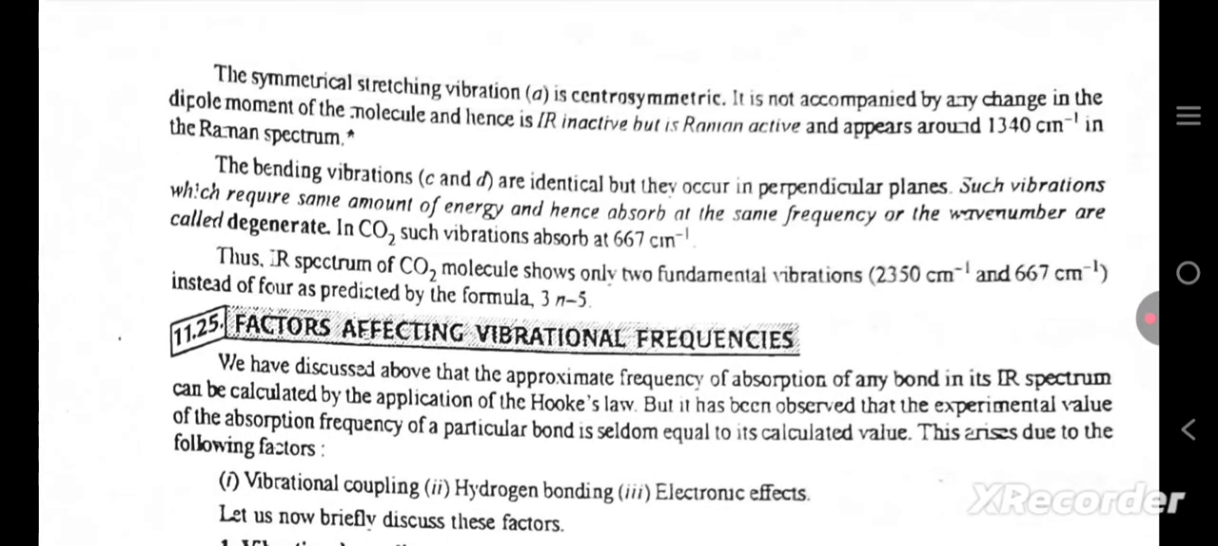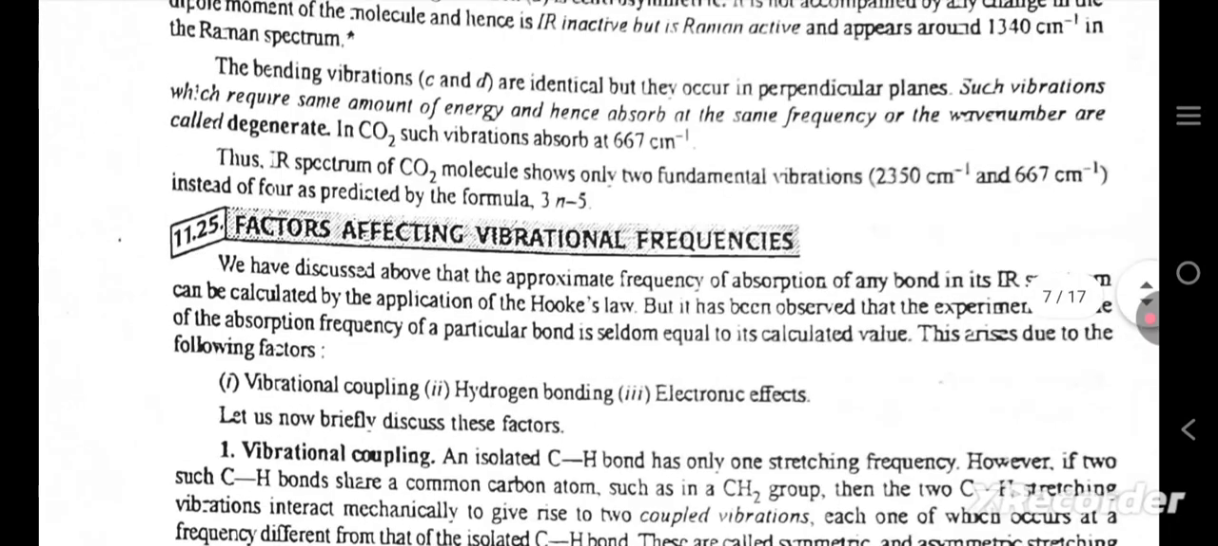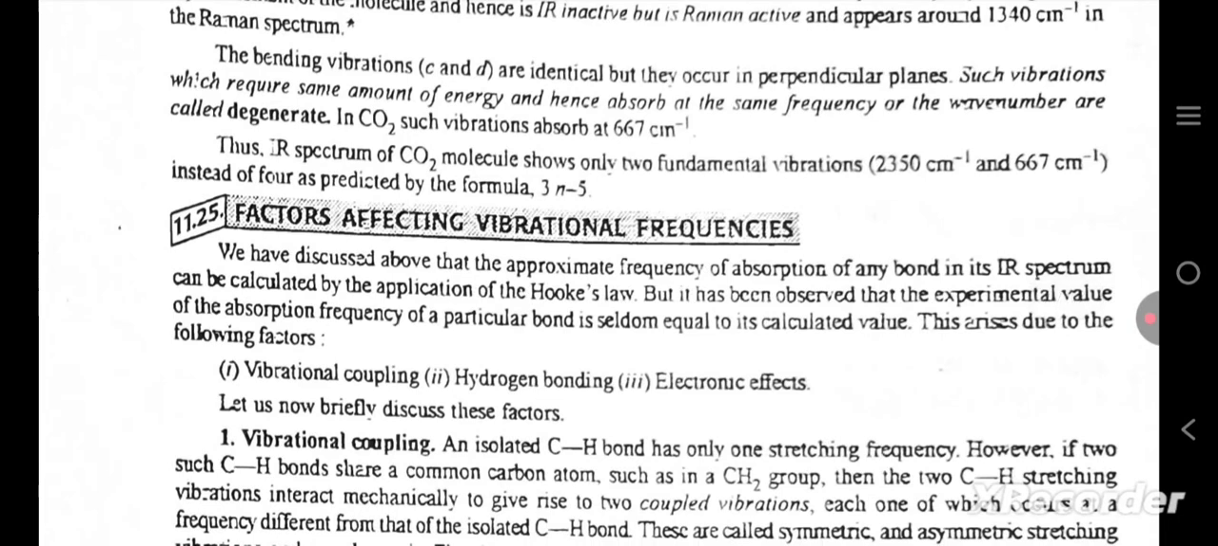The bending vibrations C and D are identical but they occur in perpendicular planes. Such vibrations, which require the same amount of energy and hence absorb at the same frequency or wave number, are called degenerate. In CO2, such vibrations absorb at 667 cm⁻¹. Thus the IR spectrum of the CO2 molecule shows only two fundamental vibrations, 2352 and 667 cm⁻¹, instead of four as predicted by the formula 3n-5.